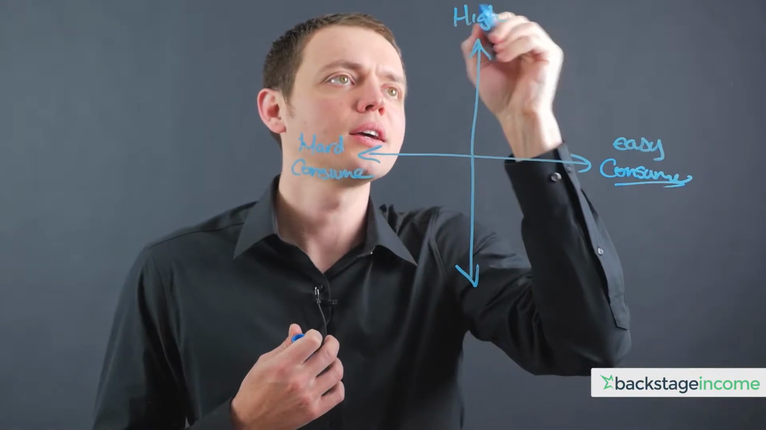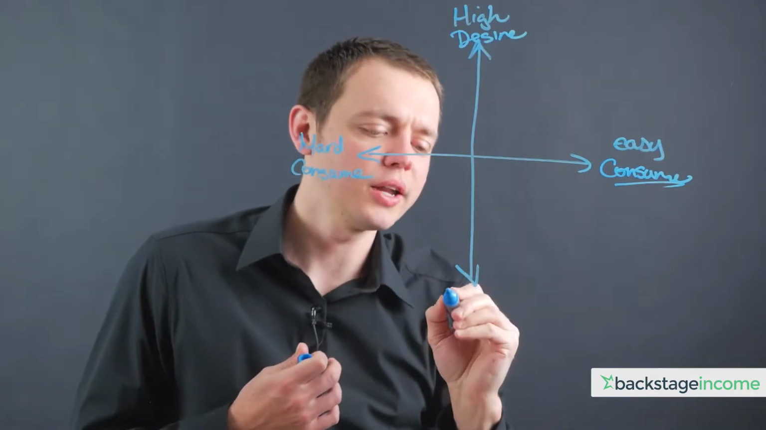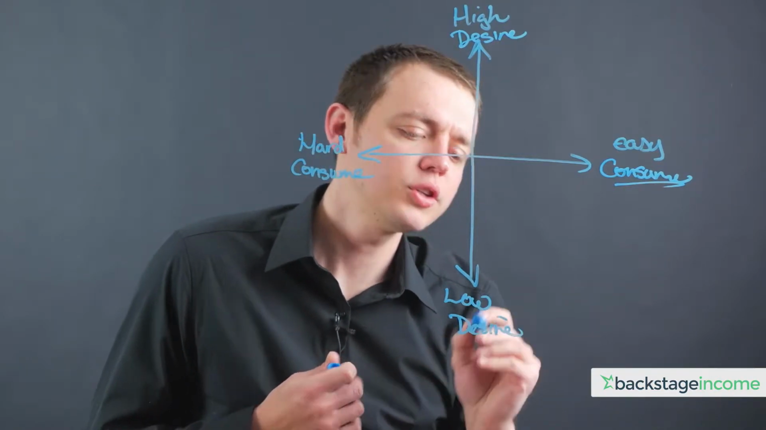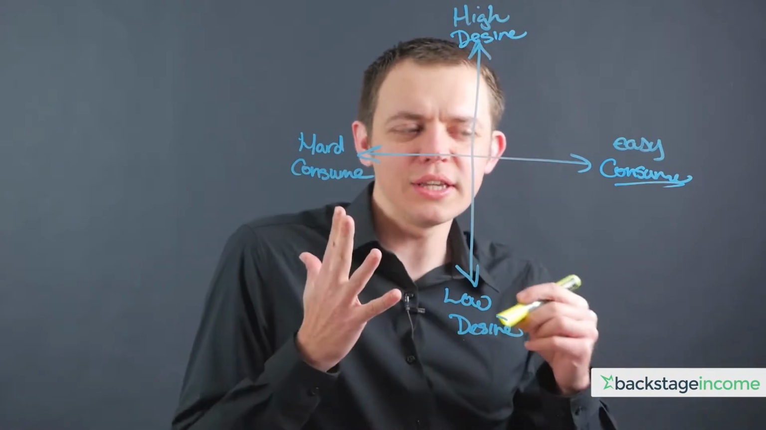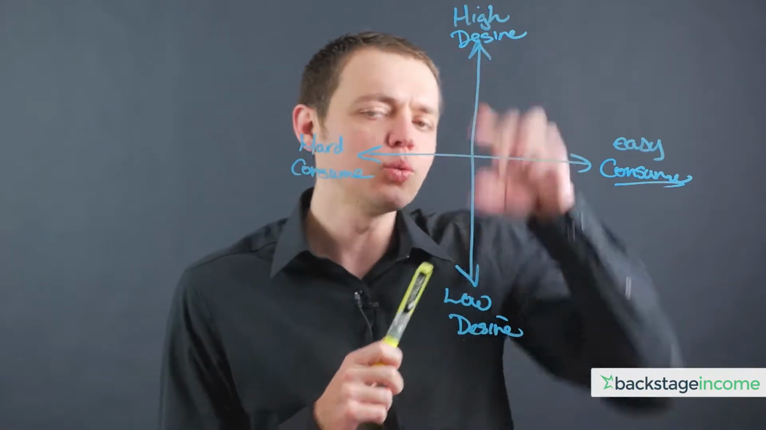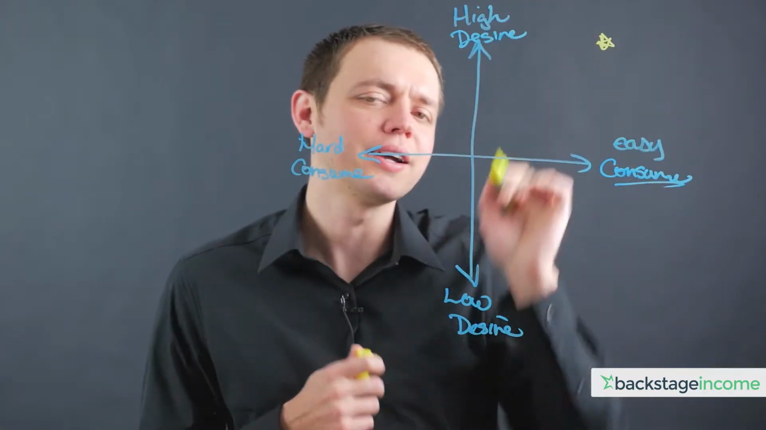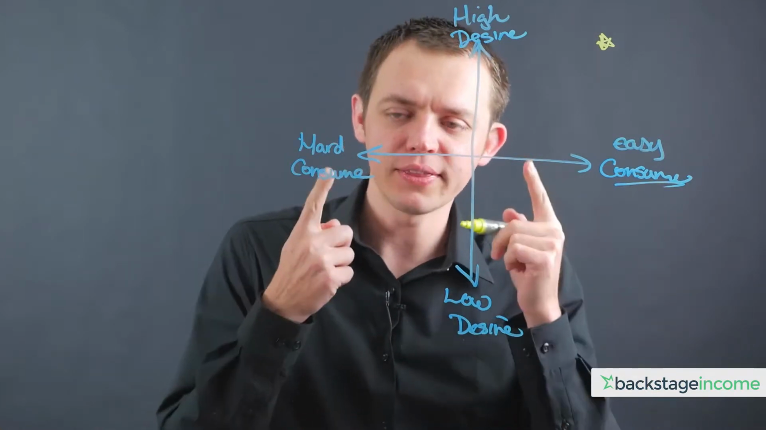So high desire, and this would be kind of low desire. When you look at it like this, now you start thinking, okay, what goes into each quadrant? And obviously you want something in this quadrant. That's kind of the goal. You want high desire, but also easy to consume. And what is that thing? Well, I'll get there in a minute.